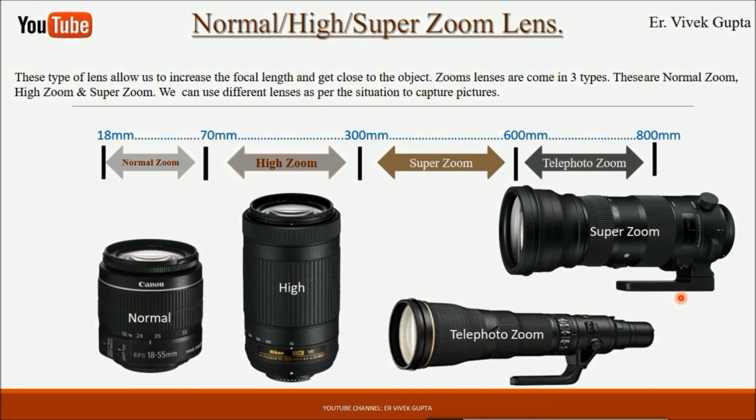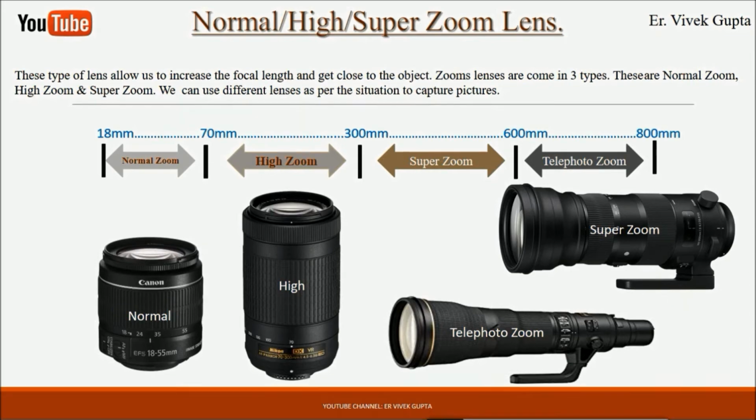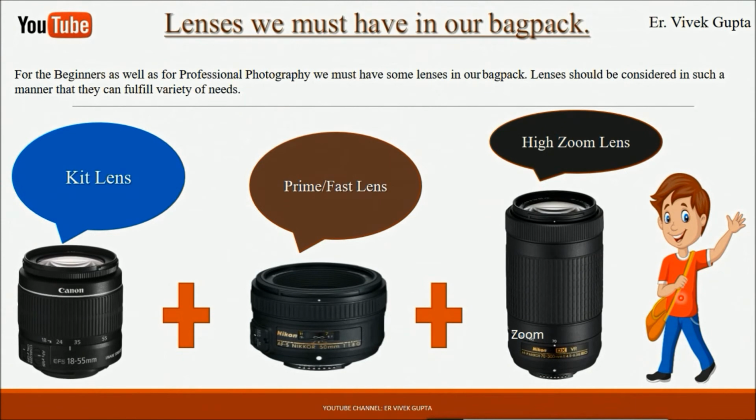These are used for landscape, for portrait, for sports photography, wildlife photography, and we have n number of uses of these types of lenses. Then, which lenses must we have in our backpack?